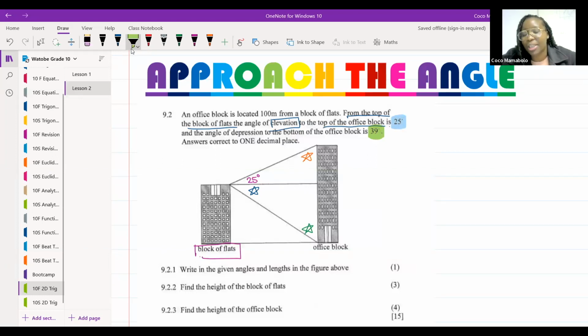Peter says green. Siamo also says green. Read the question, guys. Read it very carefully. Remember, both of these things are coming from the top of the block of flats. Now it says the angle of depression to the bottom of the office block is 39. Okay, I'm seeing blue, I'm seeing orange, I'm seeing green. Too many colors. Okay, blue, green, orange, orange, orange.